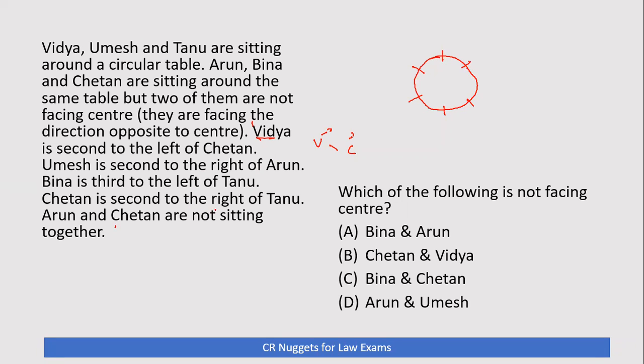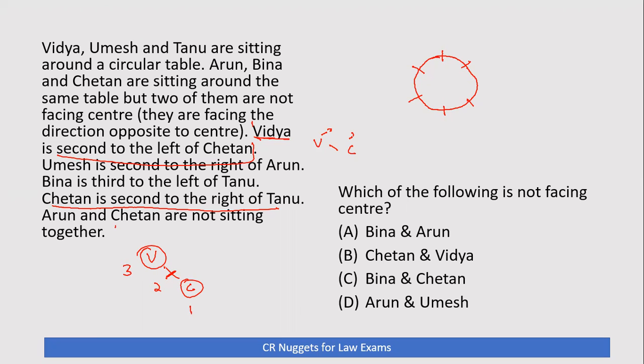What I can do is find sentences which are about one common person. The first sentence is Vidya is second to the left of Chetan, and another is Chetan is second to the right of Tanu. If you look at these two statements together, Vidya is second to the left of Chetan, so there must be one more person between Vidya and Chetan. The left of Chetan is this place, this is 1, this is 2. I'm not making them sit in this circle right now, I'm just explaining the concept.